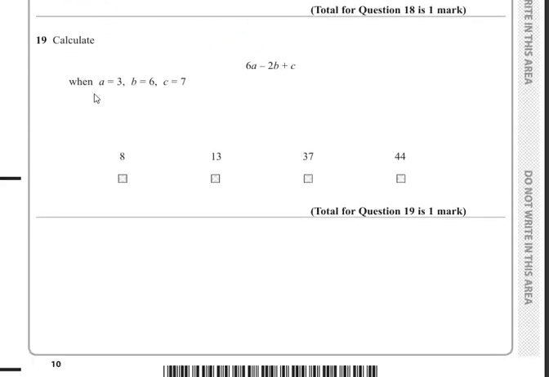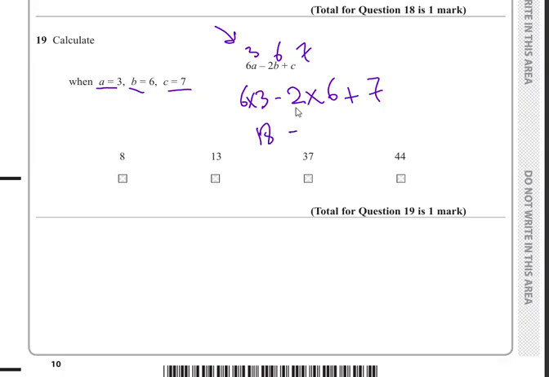Here we have the value of A, B, and C, and we have this expression right here. So put the A here, which is 3, B is 6, C is 7, and don't forget to multiply, like they were close to each other. So 6 times 3 minus 2 times 6 plus 7. So 6 times 3, that's 18 minus, because we do times first, then we do add and subtract. So 2 times 6 is 12 plus 7.